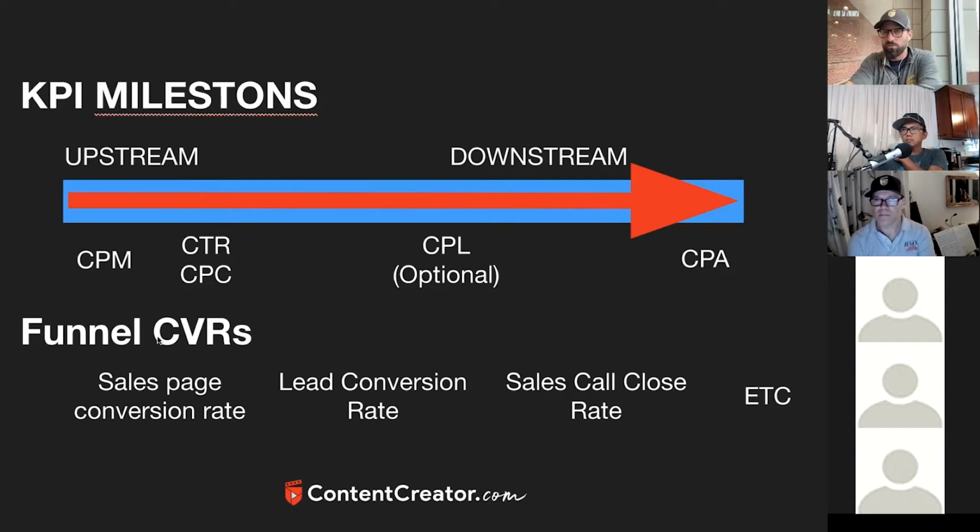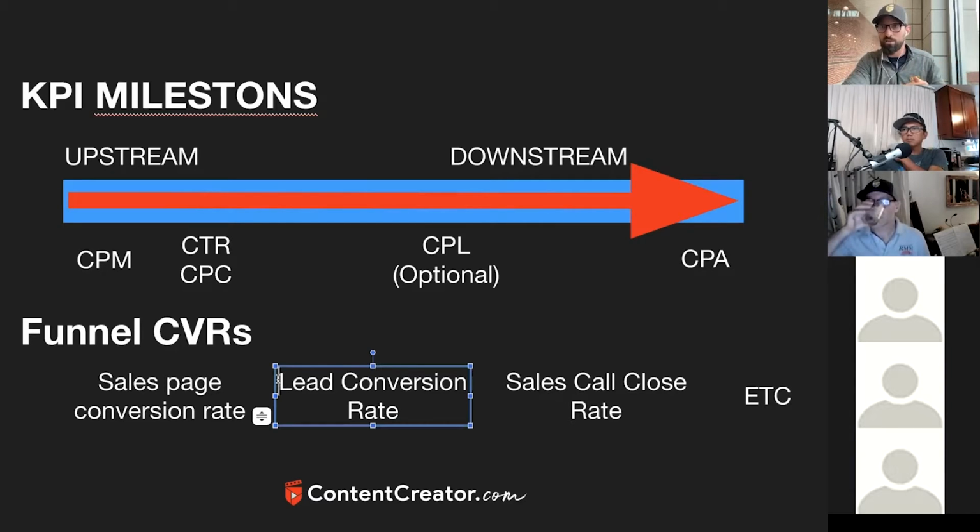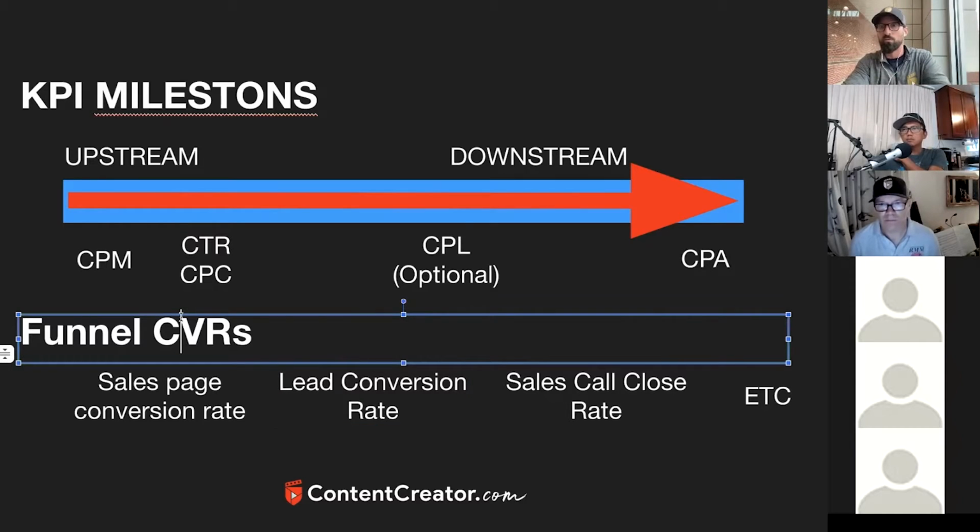And then we have our funnel conversion values, which are essentially everything that happens after they click through on the ad. So what happens on the sales page? What is the conversion rate there? What is the actual lead conversion rate? Like we have 100 leads come in. How many of those actually turned into customers? 20? Great. You have a 20% lead conversion rate. How many people closed out of sales calls? You had 50 sales calls. How many people showed? How many actually closed? Those are all funnel conversion values. Okay.